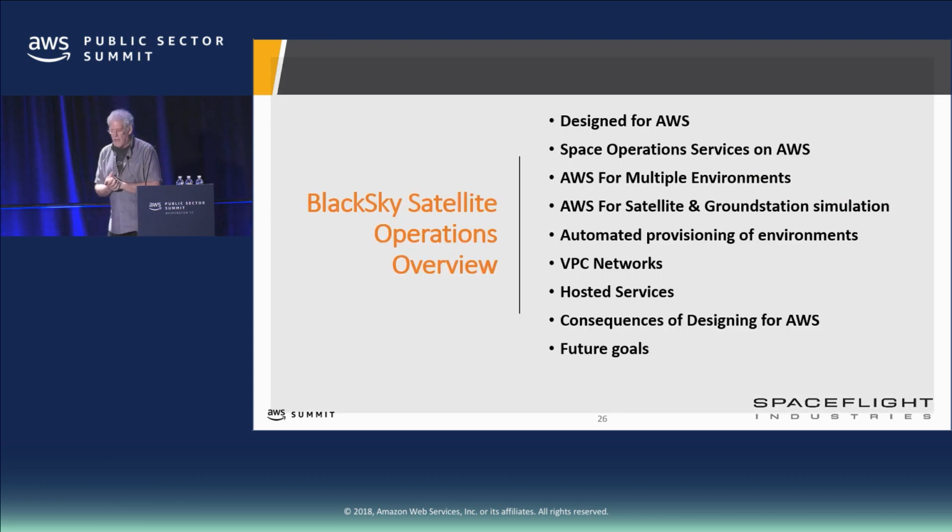But you guys are here to hear about AWS, not the insides of my satellite, and so our BlackSky satellite system was designed for AWS from the beginning. We do all of our space operations on AWS, and we use AWS for multiple environments, which I'll go into in some more detail. And one thing that's been really helpful for end-to-end development is using AWS for satellite and ground station simulations. We also do automated provisioning of our environments. We use VPC networks to connect all of our ground stations back to our central services. And then we love to use hosted services such as Elasticsearch or RDS for databases, or SQS for sending messages from one system to another saying, hey, pictures arrived, start processing them.